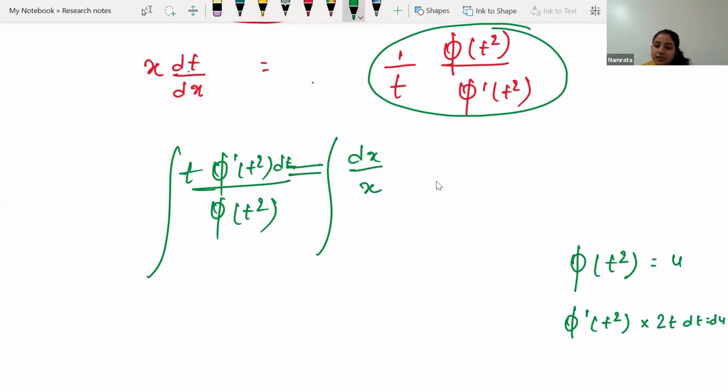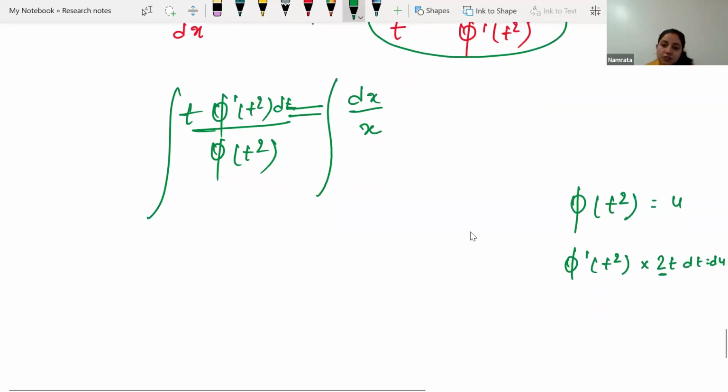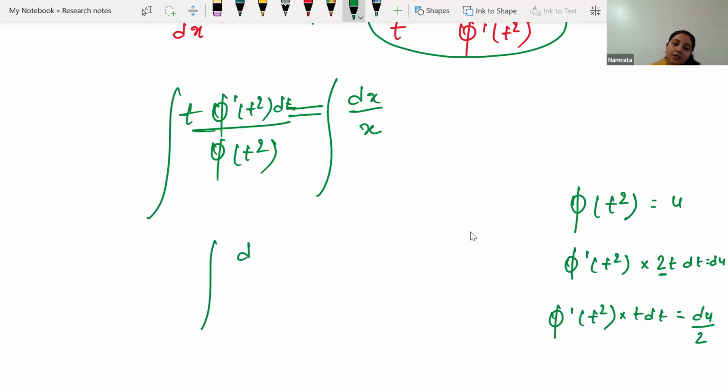Okay, so the numerator exactly we have got, this 2 is extra. So this 2 we will be shifting to other side. We will be having phi dash t square times t dt is equals to du by 2. I am going to substitute it over here. So we will be having du, here we will be having 1 by 2, here we will be having only u is just ln x plus c, constant of integration. Is it clear so far?